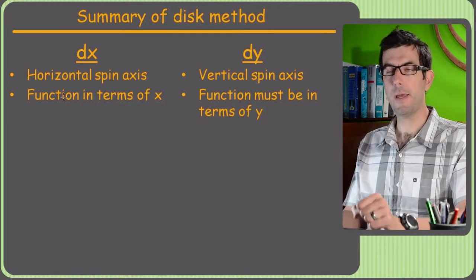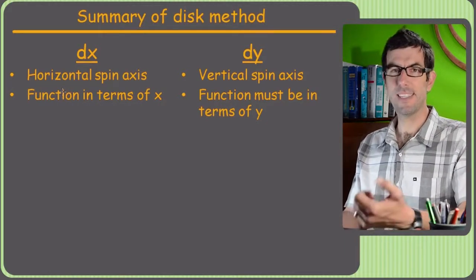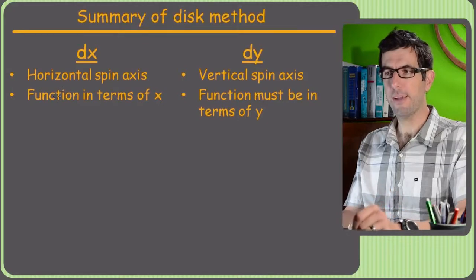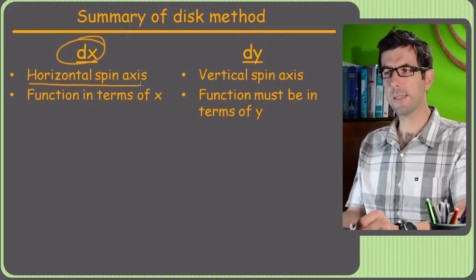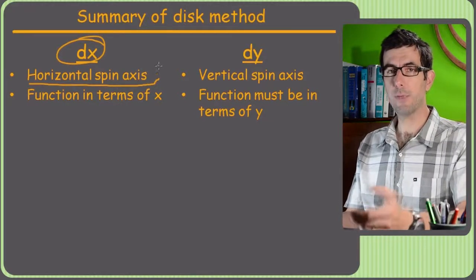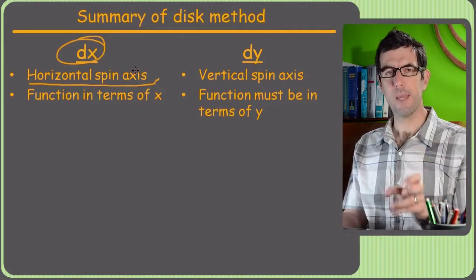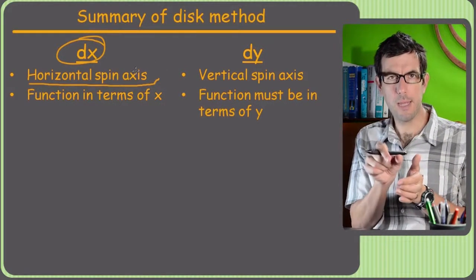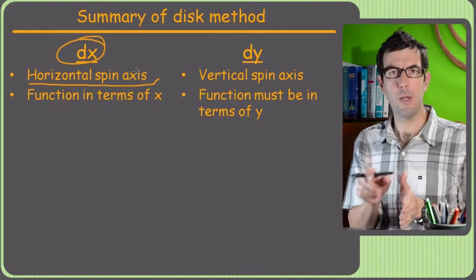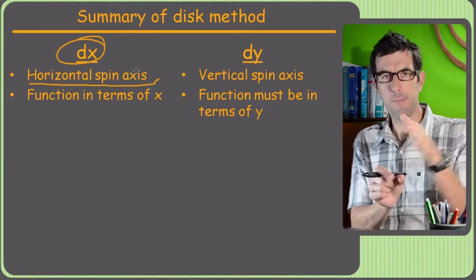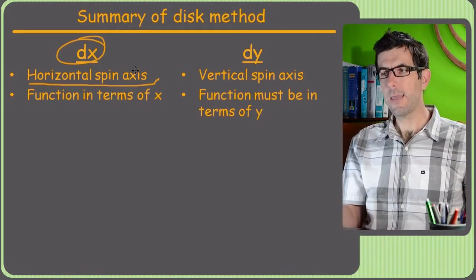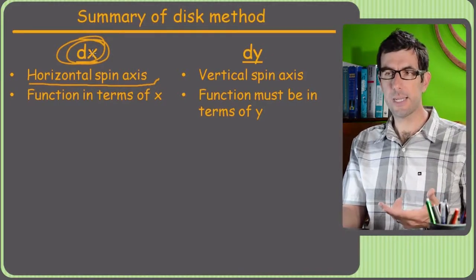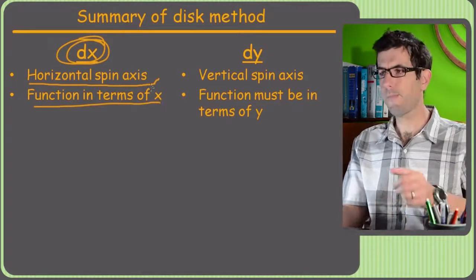All right, so just to sum up the disk method, it's the easiest of the three that we're going to cover, but it has some stuff in common with washer. So horizontal spin, when you want to use dx, is when you have a horizontal spin axis. How do you remember that? I always like to draw in the little representative rectangle, and whichever way its little width would be, that's my dx or dy. So vertical rectangles have a dx, horizontal rectangles have dy for their thickness. And of course if you're going to use dx, you've got to have your function in terms of x.